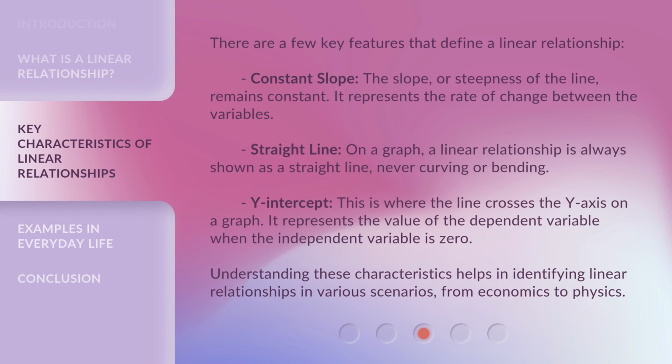There are a few key features that define a linear relationship. Constant slope. The slope, or steepness of the line, remains constant. It represents the rate of change between the variables. Straight line. On a graph, a linear relationship is always shown as a straight line, never curving or bending. Y-intercept. This is where the line crosses the y-axis on a graph. It represents the value of the dependent variable when the independent variable is 0. Understanding these characteristics helps in identifying linear relationships in various scenarios, from economics to physics.